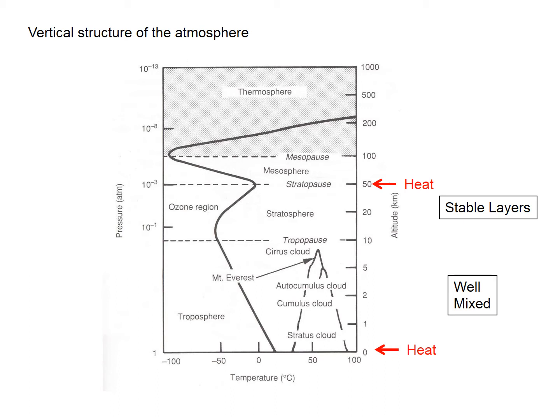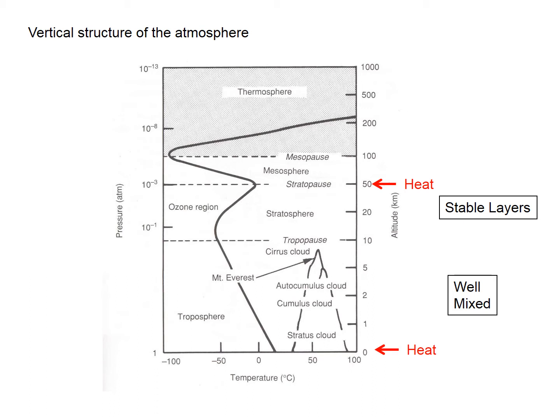We've got our surface temperature here at about 15 degrees Celsius, which is what our model predicted, which is nice. And then as you go up in the atmosphere, it gets colder, until you get up into the stratosphere, where it starts to get warmer.